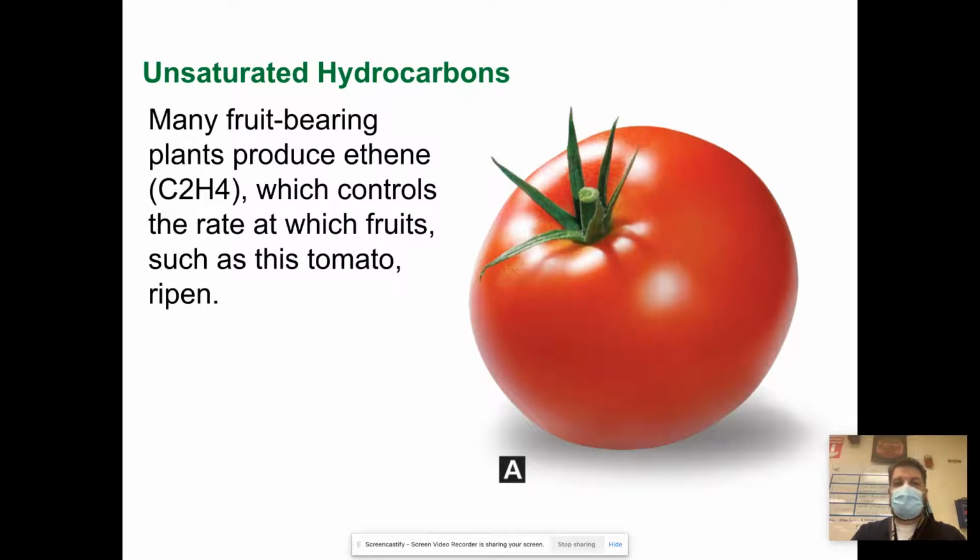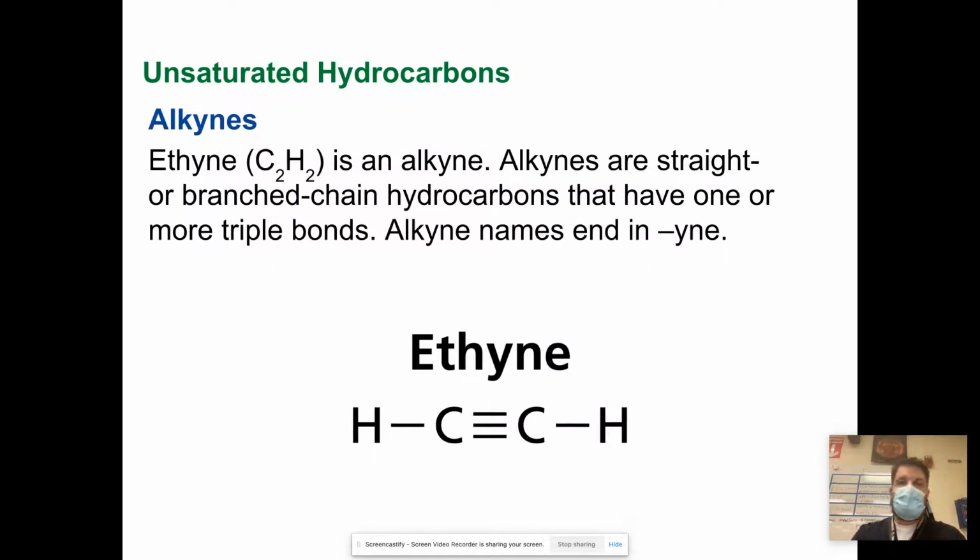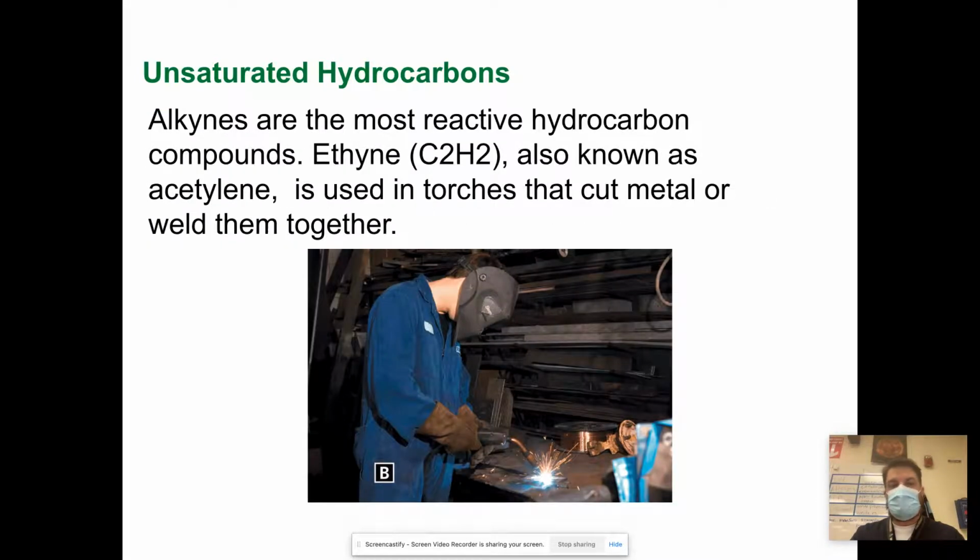Many fruit-bearing plants have ethene, C2H4, which controls the rate at which fruits, such as a tomato, ripen. Alkynes have a triple bond, right? So alkynes are straight or branched chain hydrocarbons that have 1 or more triple bonds. So it's the bonds. Alkynes are the most reactive hydrocarbons. Ethyne is known as acetylene, like acetylene torches.